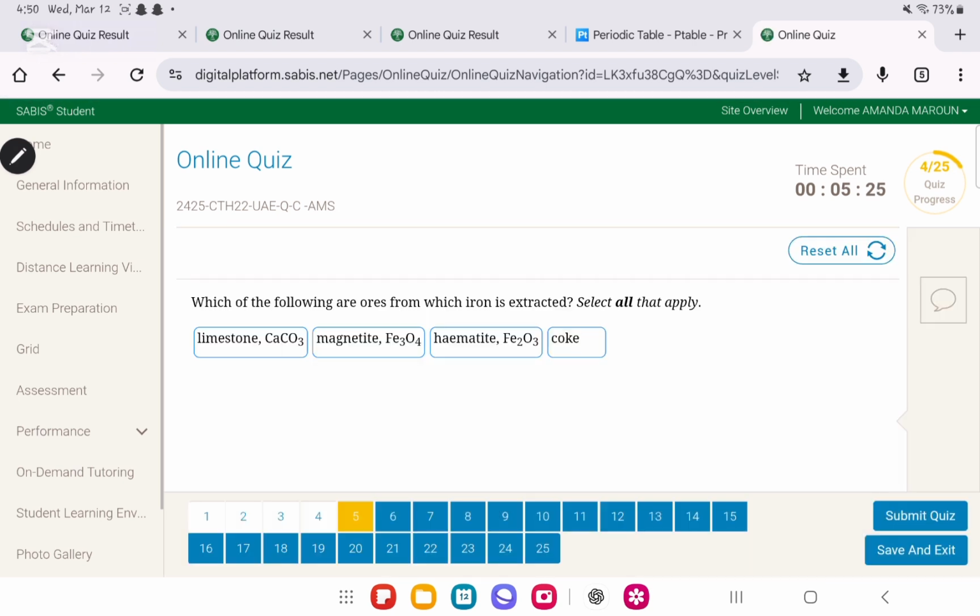We move on to question number 5. Which of the following are ores from which iron is extracted? How do we extract iron? We extract it using a blast furnace.